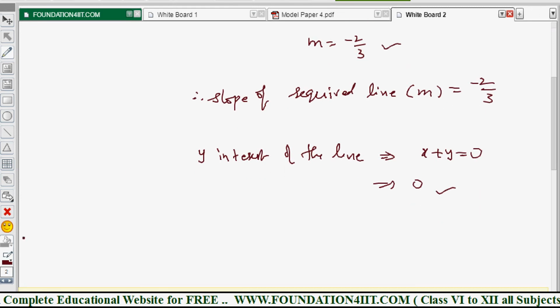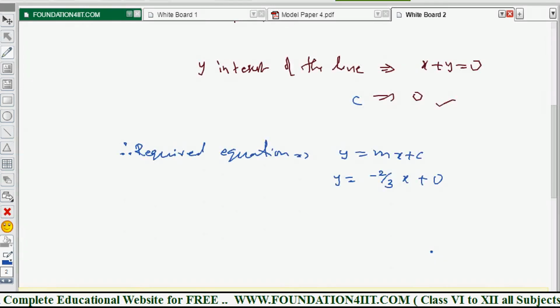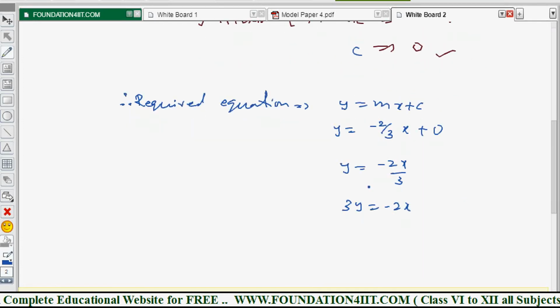We'll apply both. If you know the y-intercept and slope, then the required equation is y is equal to mx plus c. So c is equal to 0. Then y is equal to minus 2 by 3x plus 0, that is y is equal to minus 2x by 3. 3y is equal to minus 2x, take all to one side. Then 2x plus 3y is equal to 0. Okay, this is the required equation.